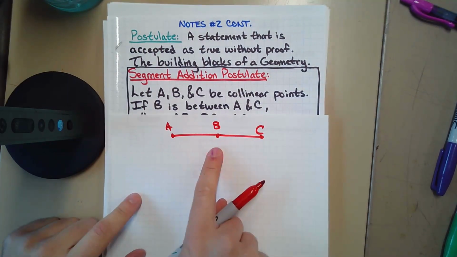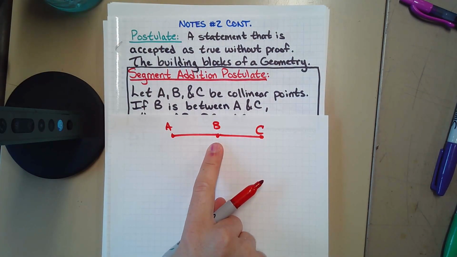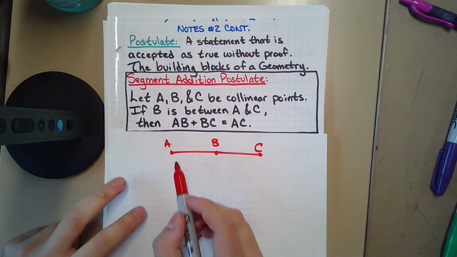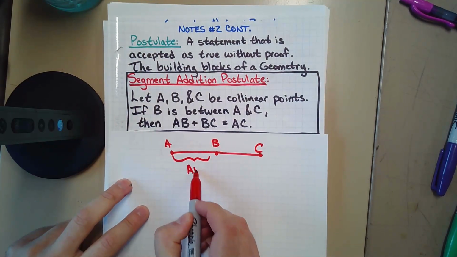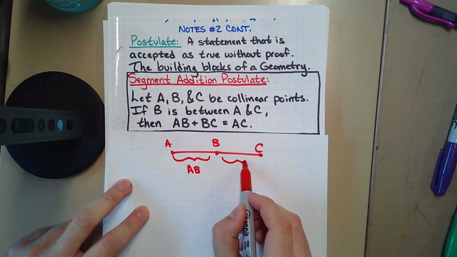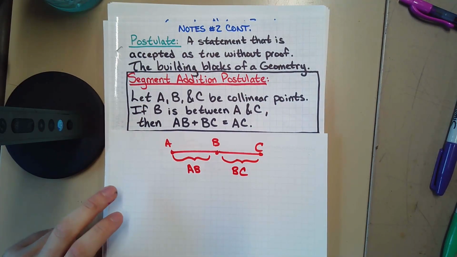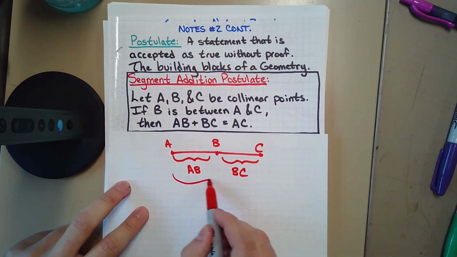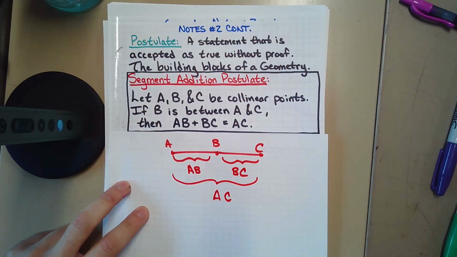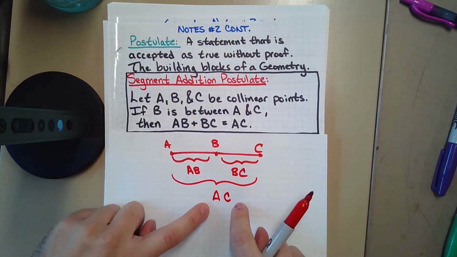If B is between A and C, oh good, I did it right. Always read the directions. Then AB, that's this, right? That's AB, plus BC. We don't need the line above this if we're talking about how long it is, the value, right? It is a segment. The whole thing is AC. So it's saying that if you add AB and BC together, you get AC.